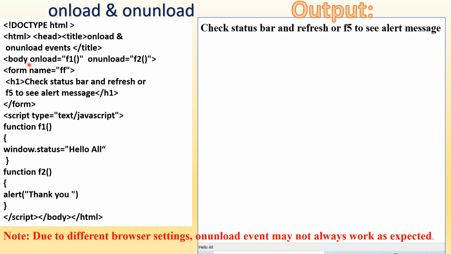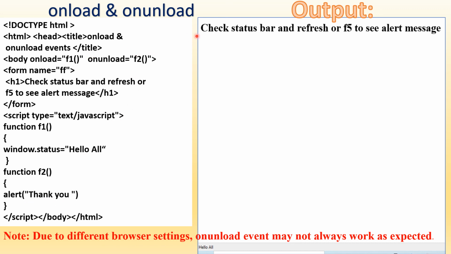So here I have both these events. That is, when the page is loaded, what should happen, and when the page is unloaded, what should happen. When the page is loaded, immediately this function F1 should be activated. What is written inside the function F1? In the status bar, hello all should be displayed. That is, window is the object, status is the property, equal to hello all, should be displayed in the status bar when you open the Internet Explorer browser. Then in onunload, when you're unloading, this F2 should be activated. What is written inside the F2 function? Alert, thank you message should be displayed.